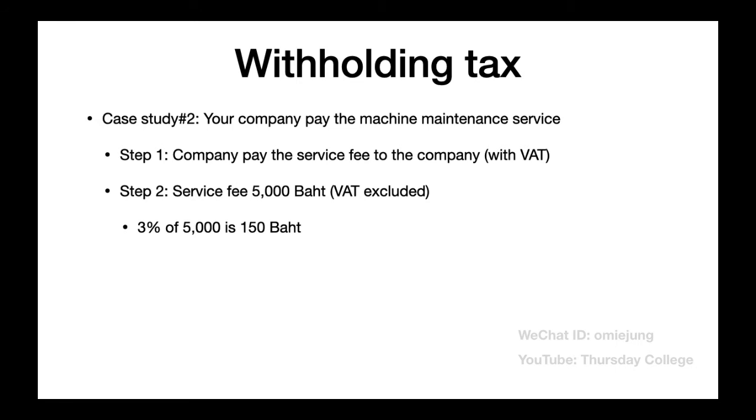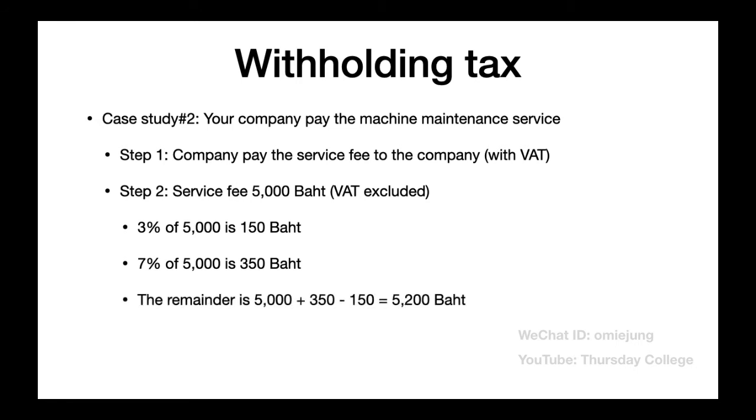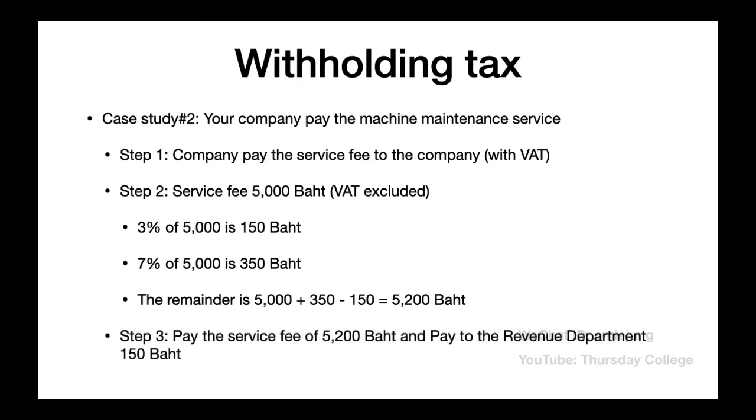So you need to deduct 150 from the company when you pay the cash or the payment to him. Then we have 7% value added, so when we pay we need to pay this 7%. Together it means we pay 5,000 plus 350 subtract 150, which equals 5,200 baht. This is the money that you need to give to the company. The other 150 we pay later.